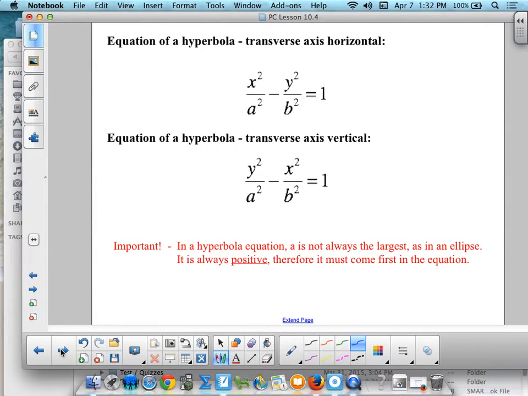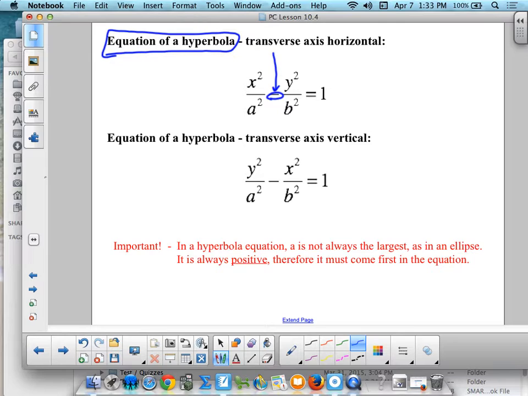Okay, guys. One more slide and we're off and running. Okay, this is the equation of a hyperbola. X squared over a squared minus y squared over b squared equals 1. Doesn't that look like last week's formula? Except for one thing. Minus. You got a minus instead of a plus. Okay, so this is the big difference right there. You got a minus in the middle.